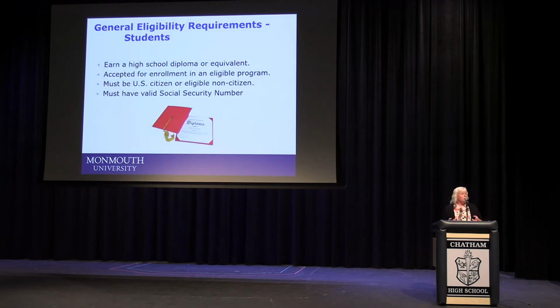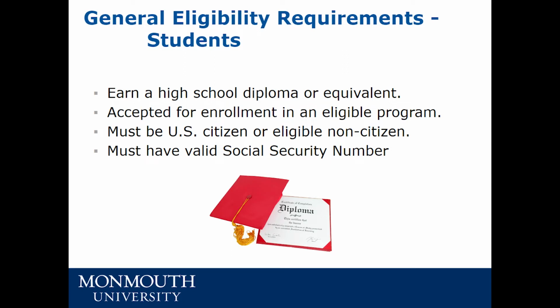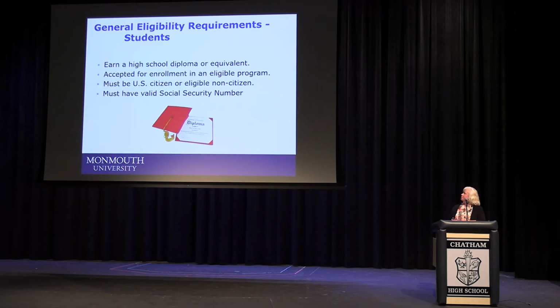There are some general eligibility requirements that students do need to meet in order to be eligible to complete the FAFSA. They need to earn a high school diploma or its equivalent. They need to be accepted for enrollment in an eligible program. They also need to be a U.S. citizen or eligible non-citizen and have a valid social security number. So these are all for the student.